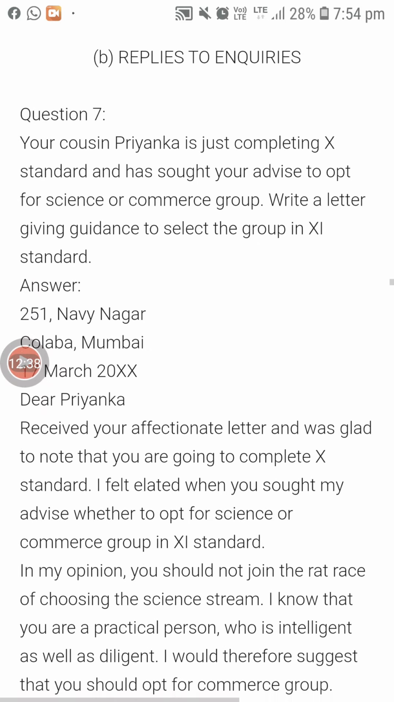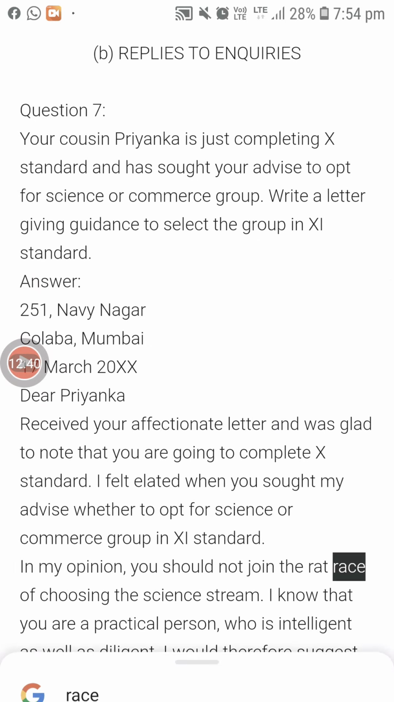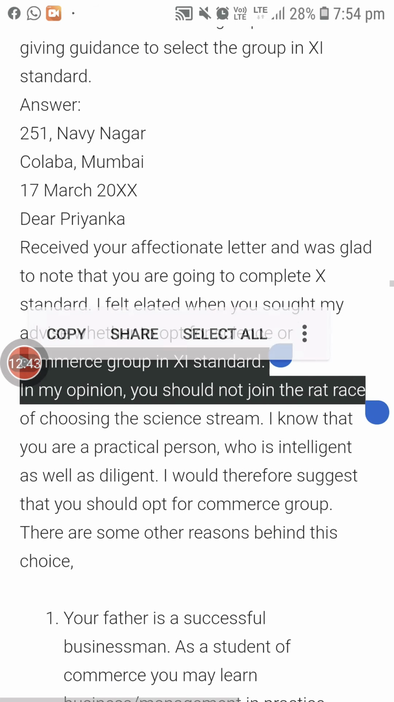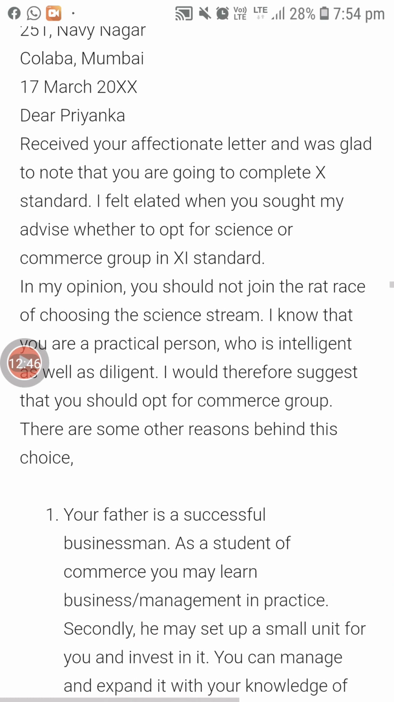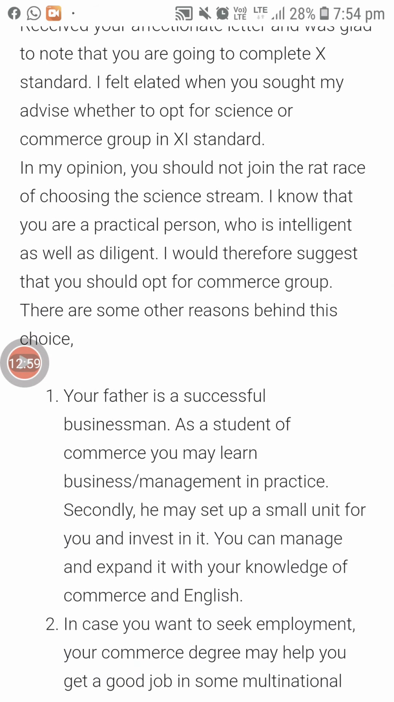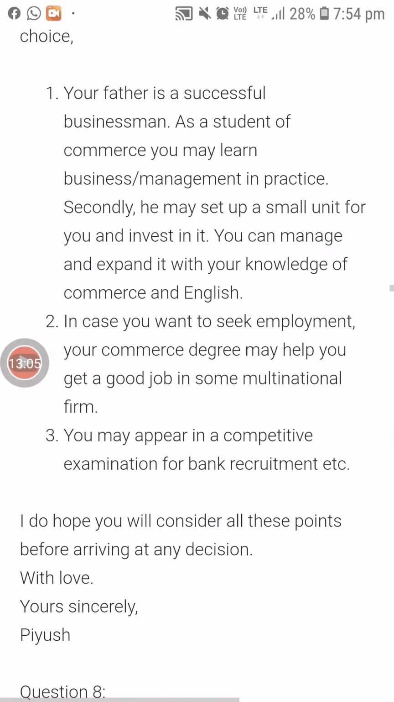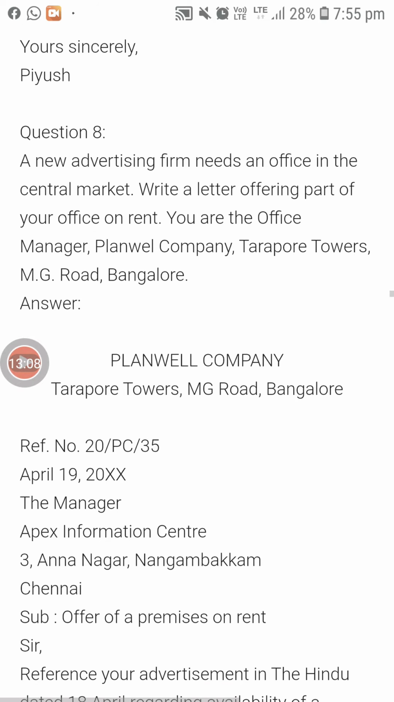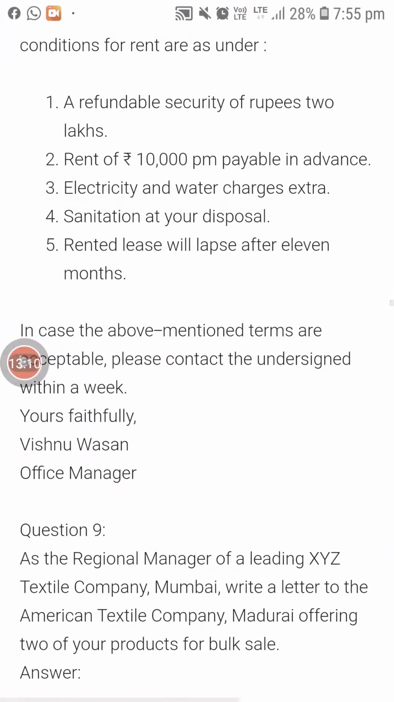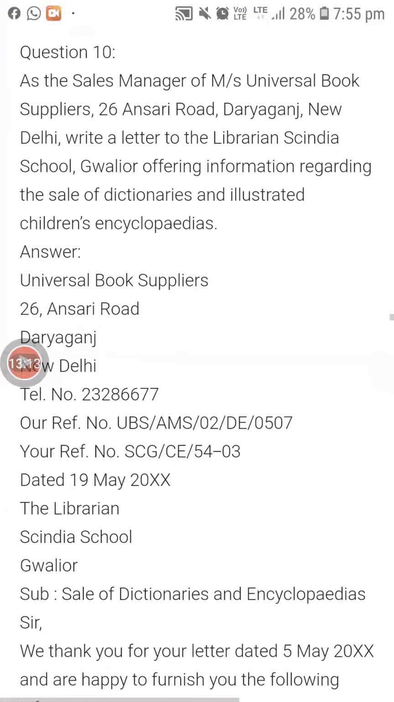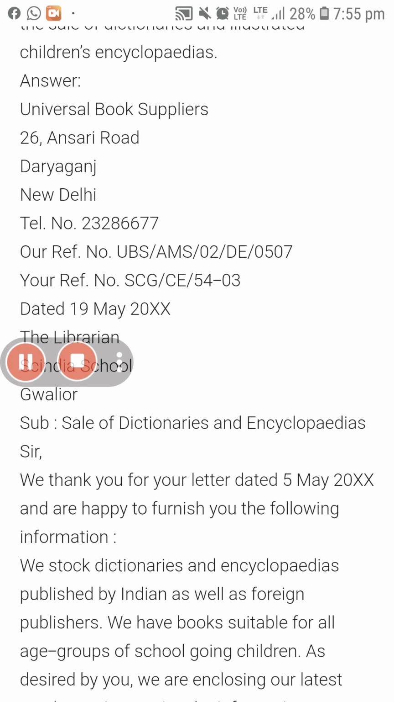Replies to inquiries. First we have done the inquiries and now this is the reply to the inquiry. Received your affectionate letter and was glad to note that you are going to complete 10th standard. I felt elated when you sought my advice whether to opt for science or this. I would therefore suggest that you opt for commerce. So this is just the reply letter. Okay, I hope you understood it and please go through my PDF files for further explanation.